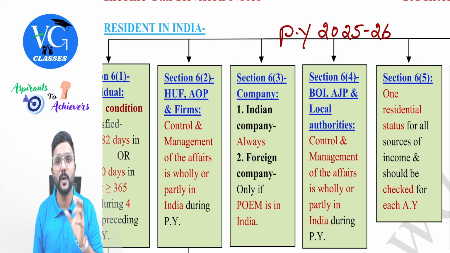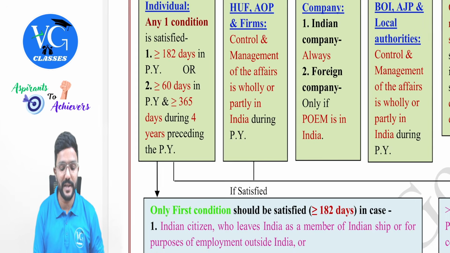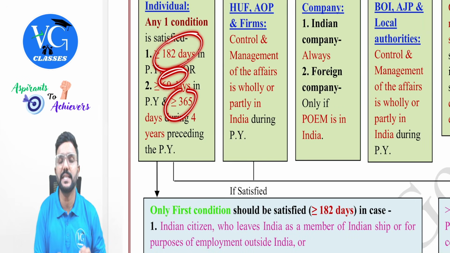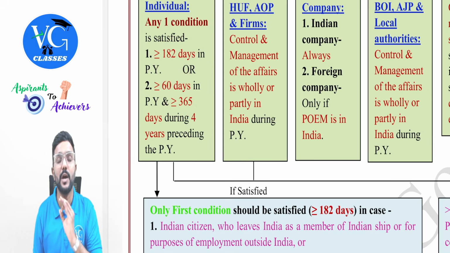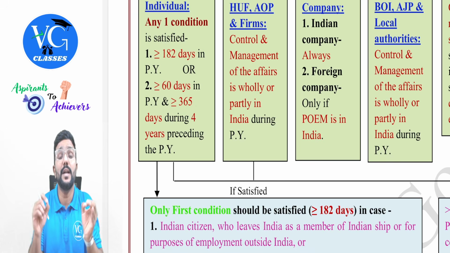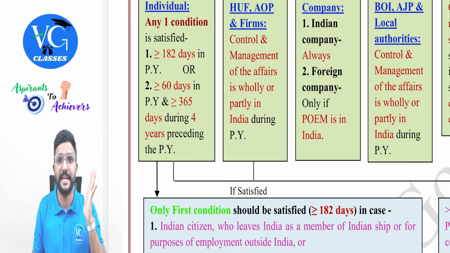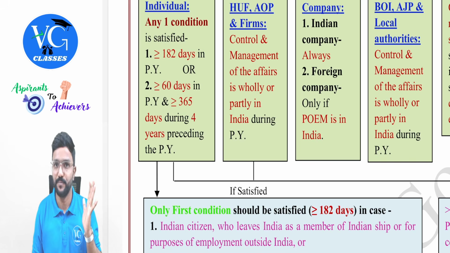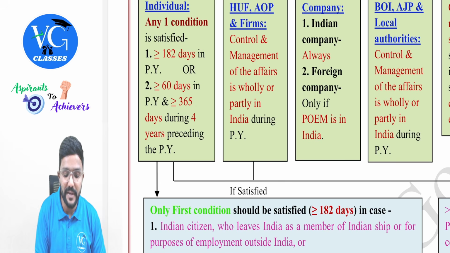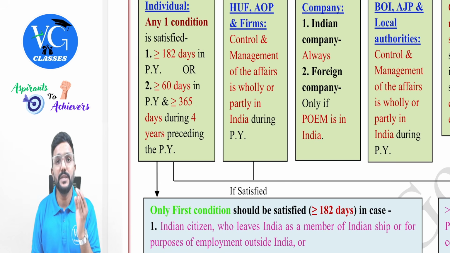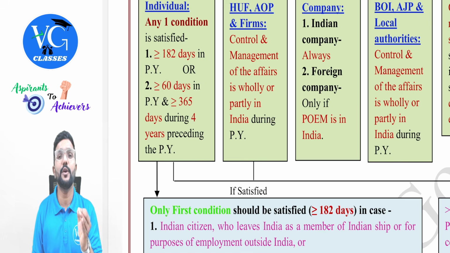Also, guys, while counting the number of days like 182 days, 60 days, 365 days, and all, we need not count it continuously. Even if an individual is coming to India, then going back again, coming again, in that case, we need to count the total number of days of stay in India during the previous year. It need not be continuous. Okay, let me repeat this, guys, again. An individual should be in India for a total period of 182 days or more.